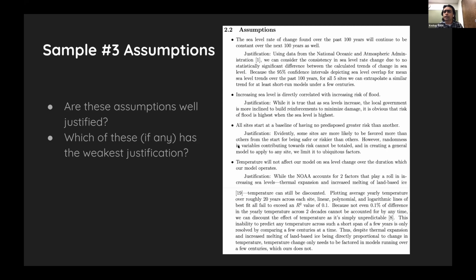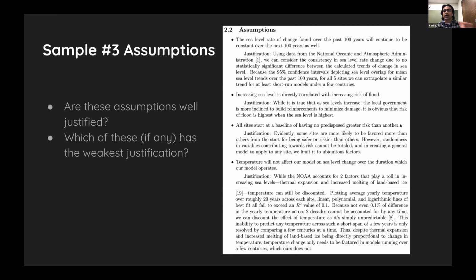If I had to choose which assumption was probably the weakest, again, I like a lot of these assumptions, but I would maybe reword assumption number 3 here. They say all sites start at a baseline of having no predisposed greater risk than another. I'm not sure if I agree with that statement outright, but I think what they're trying to say is we're going to look at a relative change in risk at each park.